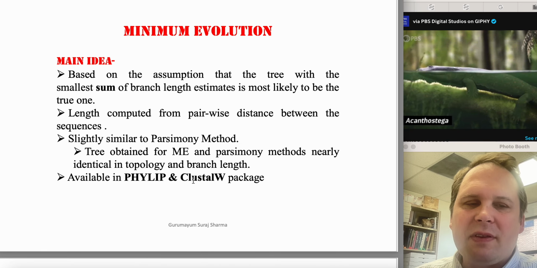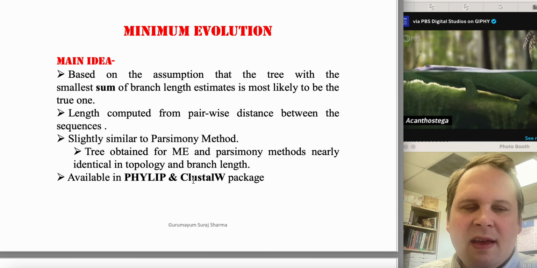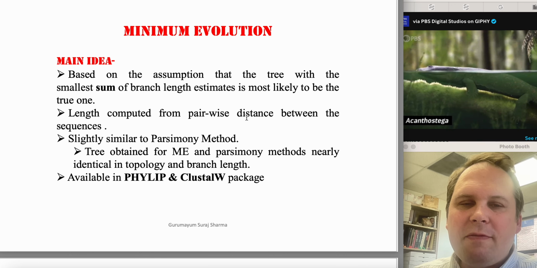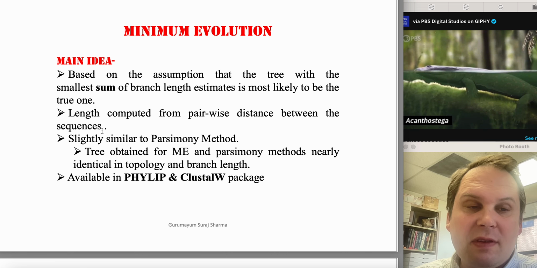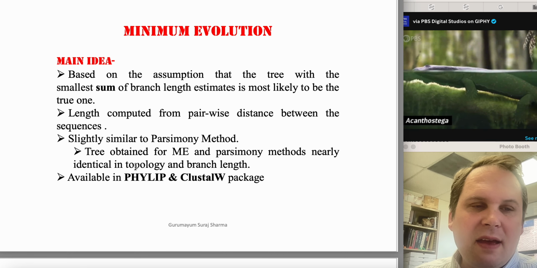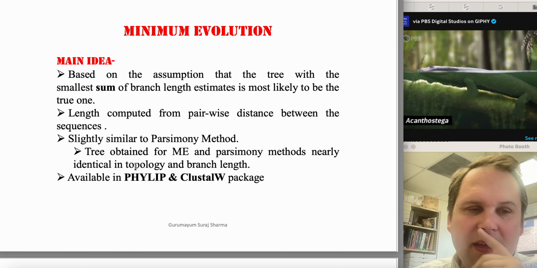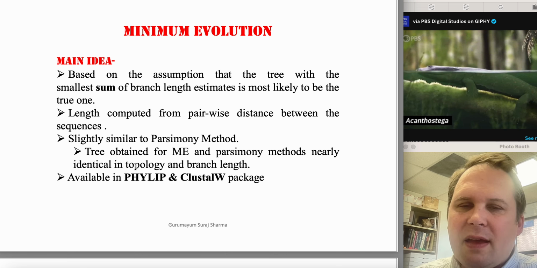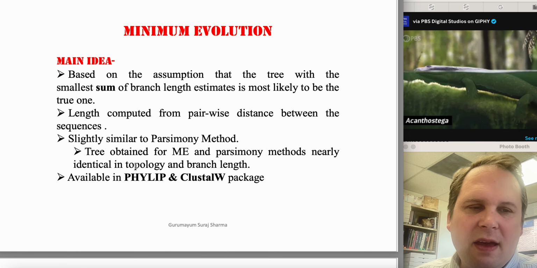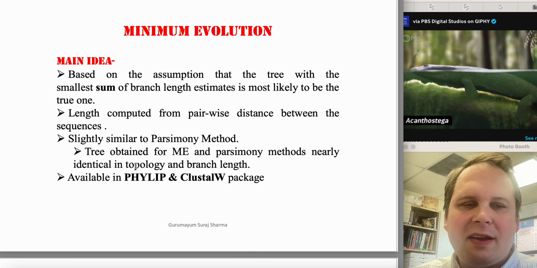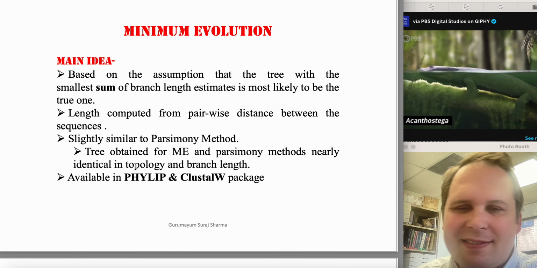So, the main assumption is that you want to minimize the branch lengths, and so the question is how do we do that? Lengths are going to be computed from the distance between two sequences. In that way, it's going to be similar to the parsimony method, which we're going to cover in a minute, which is shortest branch length only, but not implying anything about how we got there, not implying anything about the evolutionary process.